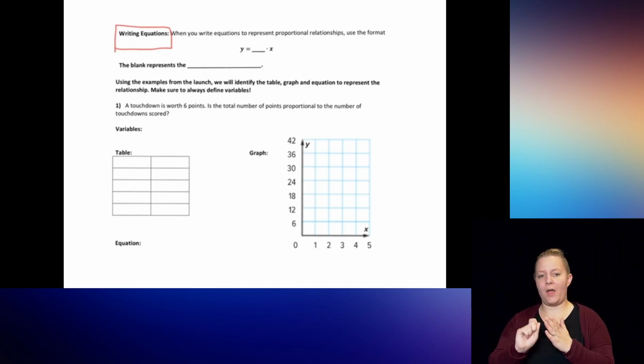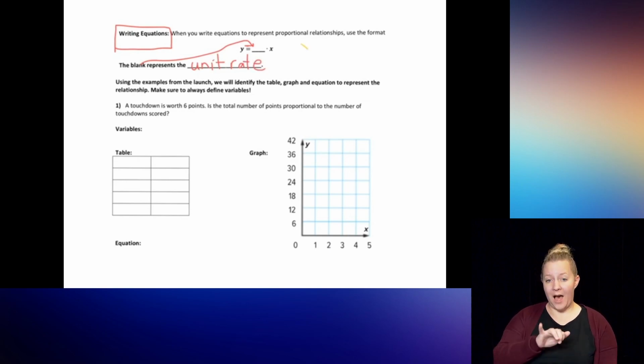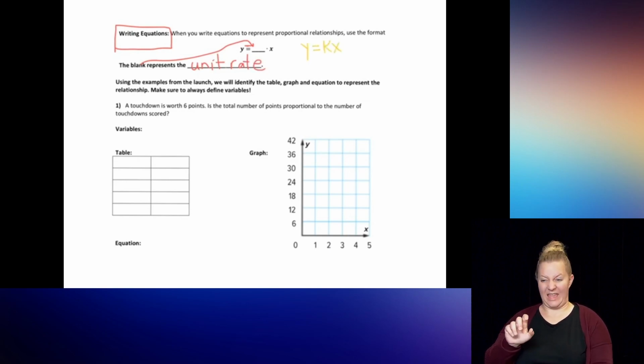So when you write the equations to represent the proportional relationships, the format is always y equals a blank times x. And that blank right there is the unit rate for the relationship. And we've worked with unit rates already. Sometimes we see this called y equals kx, which means just some random number. Once you get into algebra, it'll be called y equals mx. But all that matters for us this year is that we have some number that's multiplied with x.